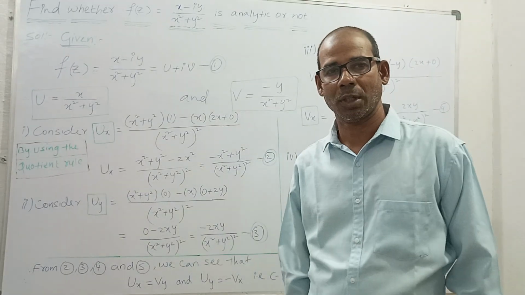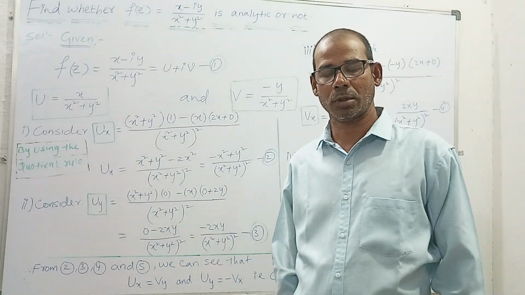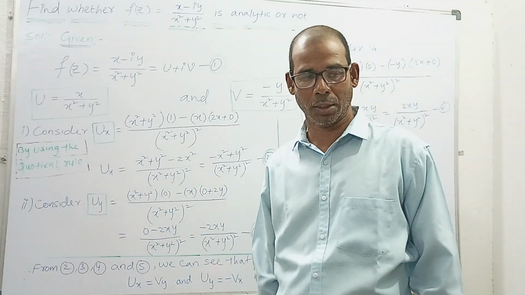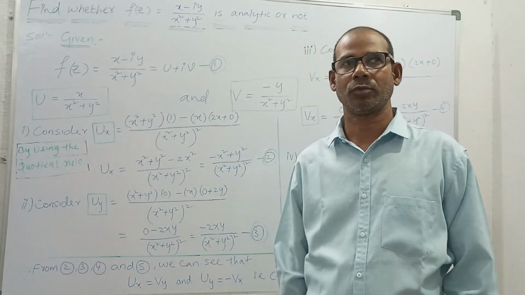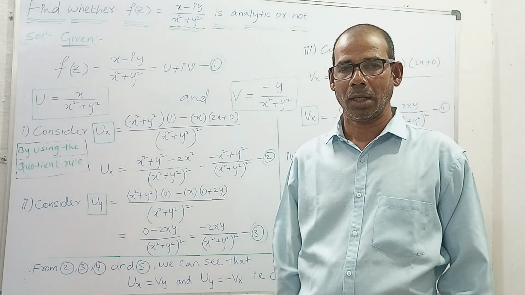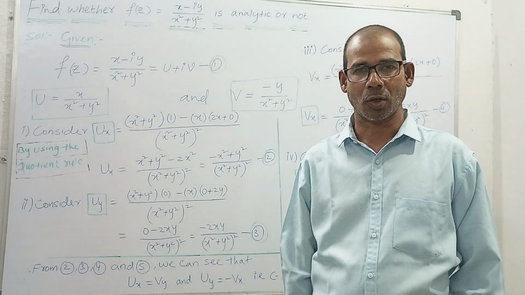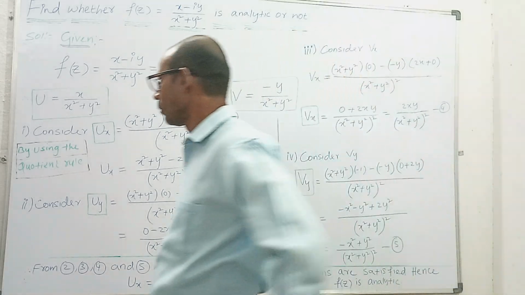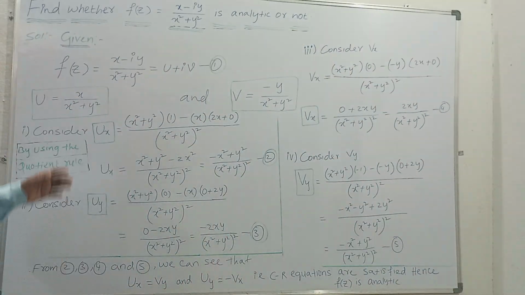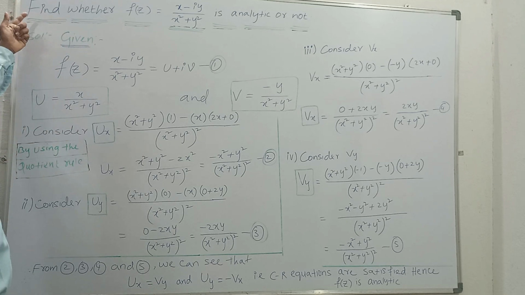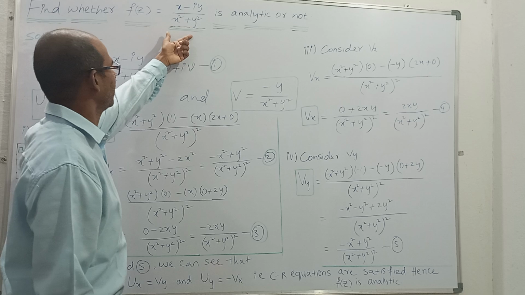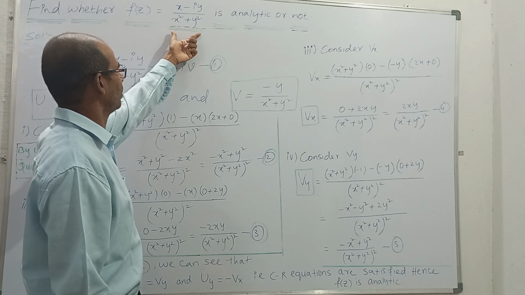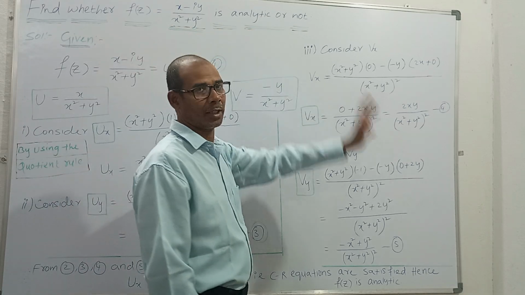So today we are going to discuss one of the topics from complex variables, that is, how to find out whether the given function is analytic or not. So the question is: find whether the function f of z equals x minus iy upon x square plus y square is analytic or not.